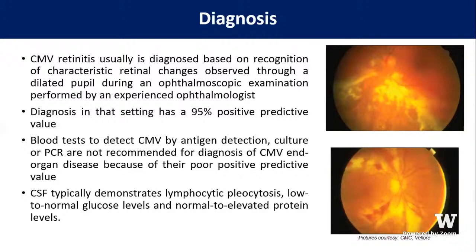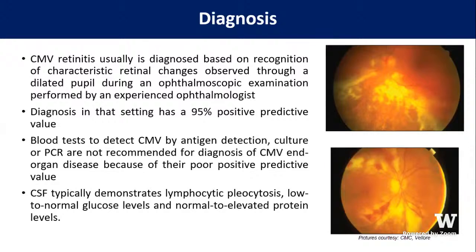Just a fundus examination by an experienced ophthalmologist is all that is required, and it has a very strong positive predictive value. It is called tomato ketchup appearance, it's called pizza pie appearance, multiple brush fire appearance. All these are different names given to these fundus appearances.